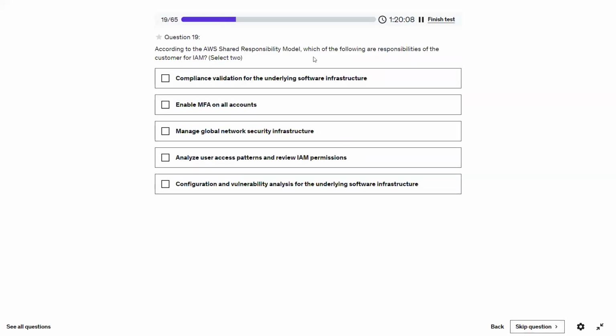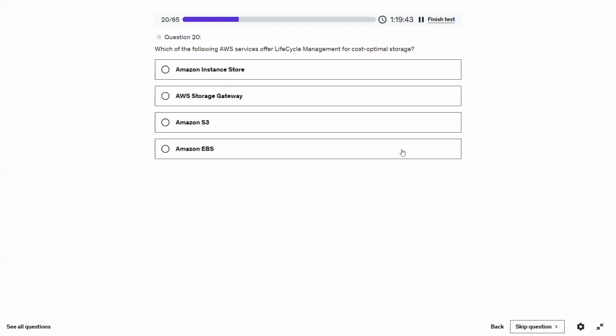According to the AWS shared responsibility model, which of the following are the responsibility of the customer for IAM? Compliance validation of underlying software infrastructure? No, it is AWS. Enable MFA on all accounts? Looks okay. Manage infrastructure? Wrong. Analyze your access pattern and review IAM permission? Yes, if we are giving some permission, it's our responsibility to review whether we have given the right permission or not. Configuration and vulnerability of the infrastructure? No. So this looks correct.